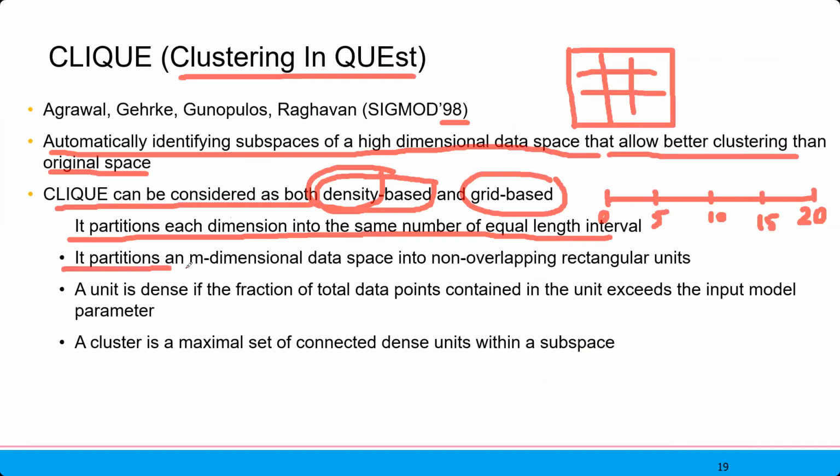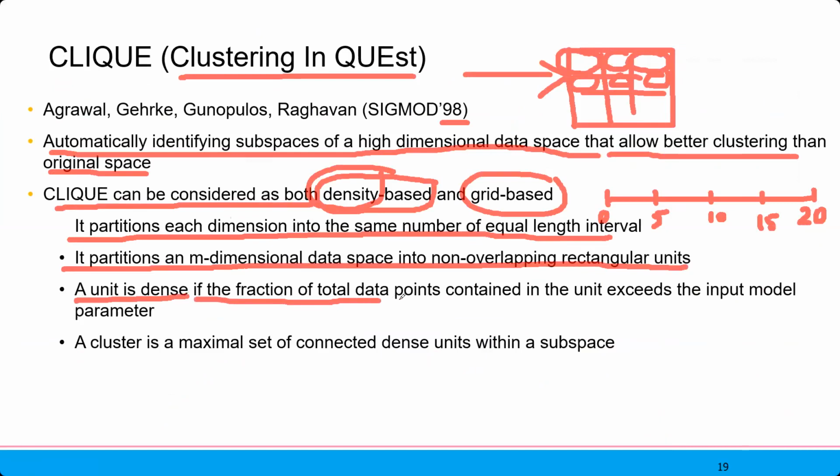And then it partitions an m-dimensional data space into non-overlapping rectangular units. So the idea is the same as this one. We want to make one rectangle, one rectangle, one rectangle, different rectangles in the data space. A unit is dense if the fraction of the total data points contained in the unit exceeds the input model parameter.